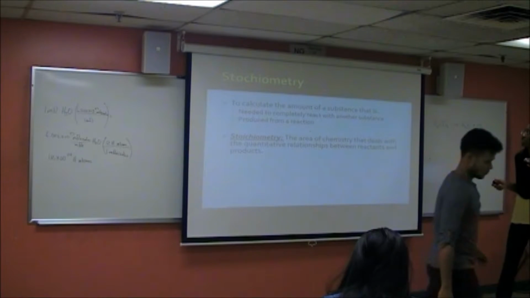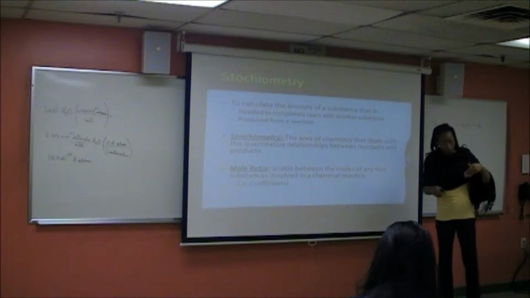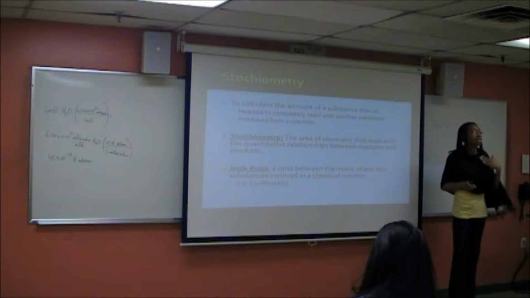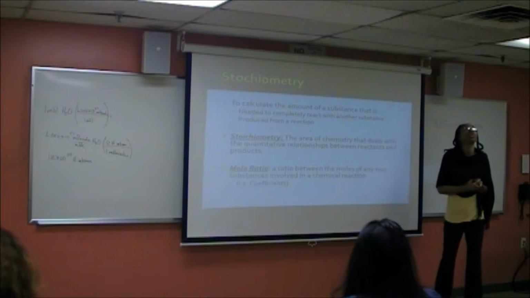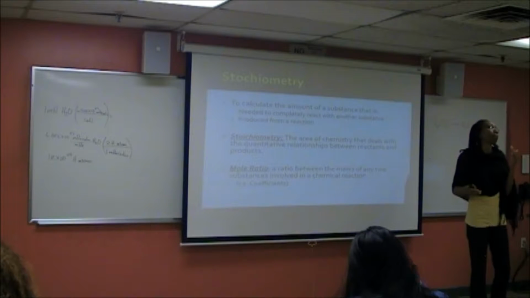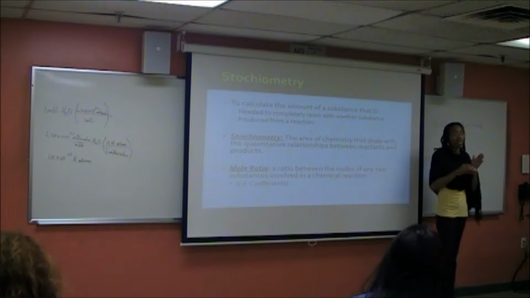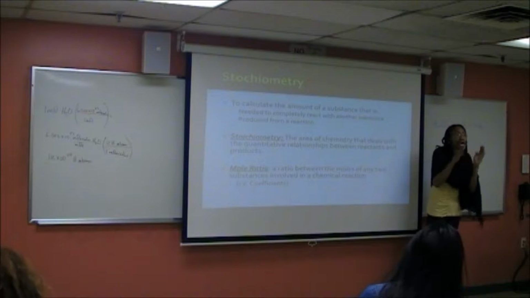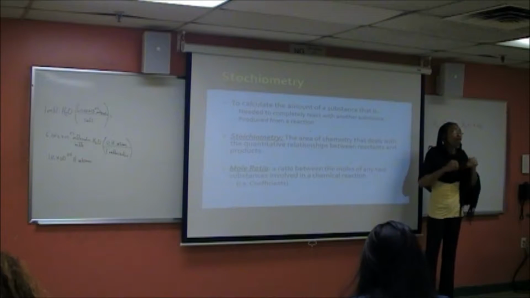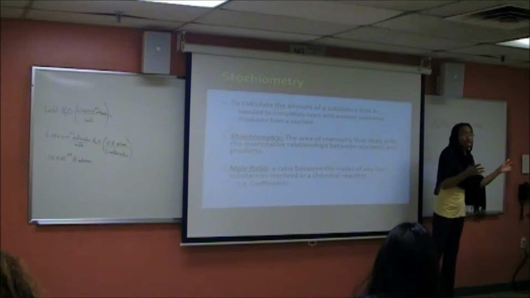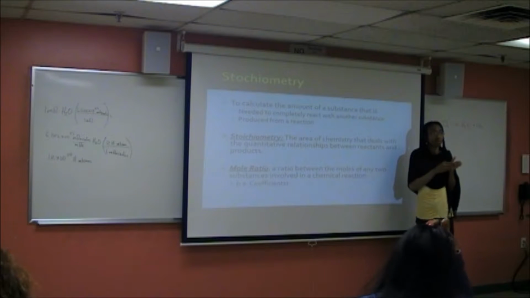So, some things that we need to know. We need to know something called mole ratio. Your mole ratio is telling you how much of each reactant you're going to need. So for example, you have a gallon of water to make your pasta. For a gallon of water, you're going to need a teaspoon of salt. For 10 gallons of water, you're going to need 10 teaspoons, if it's a 1-to-1 ratio.